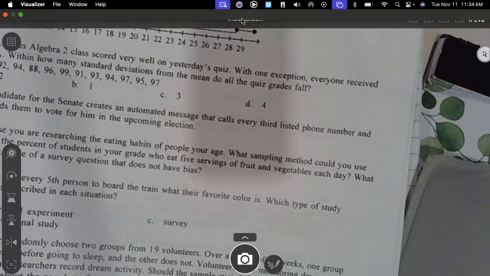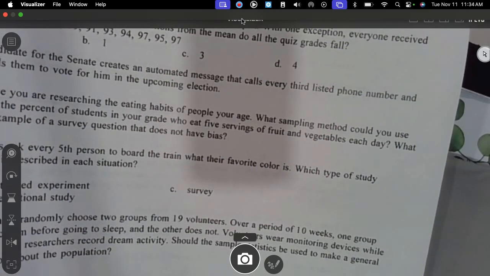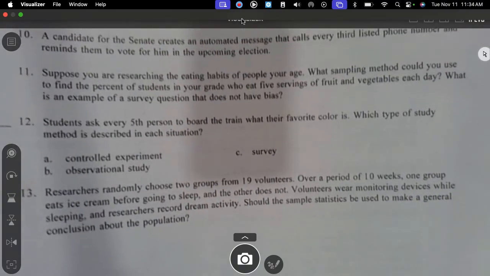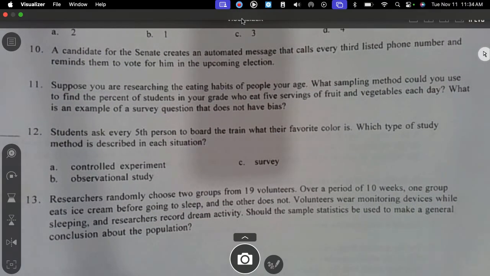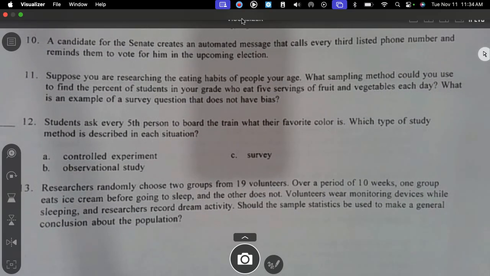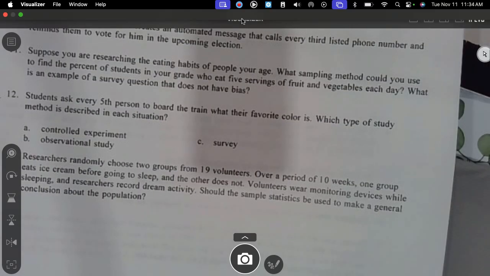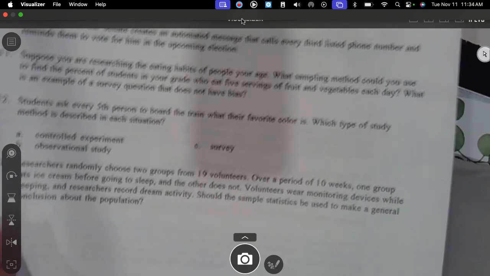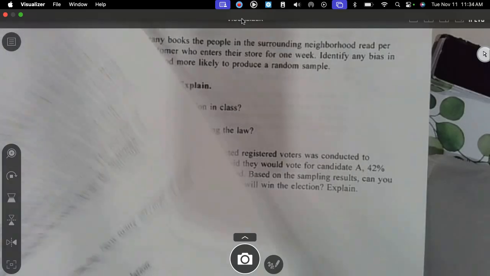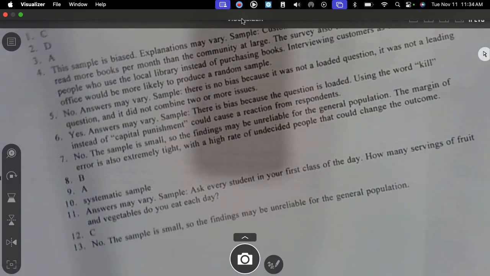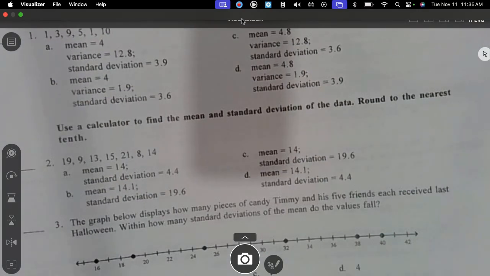So what was 11? 11 said you could pick. Maybe you want to do self-selected, or maybe you want to do a convenience sample, or maybe you want to do systematic. And what would the question be? How many servings of fruits and vegetables? Look, all the answers are right here on the next page. You just really need to know those sample things.